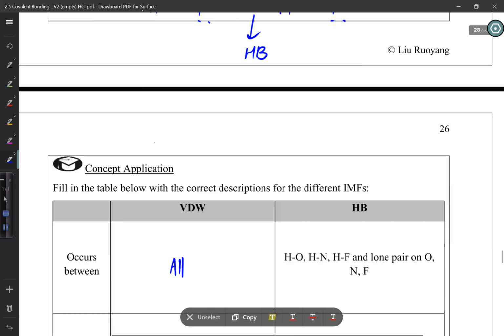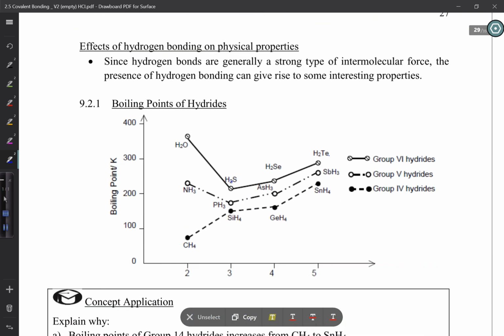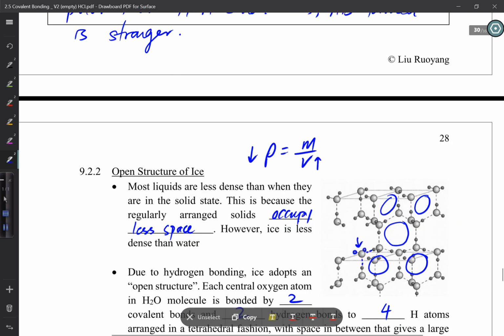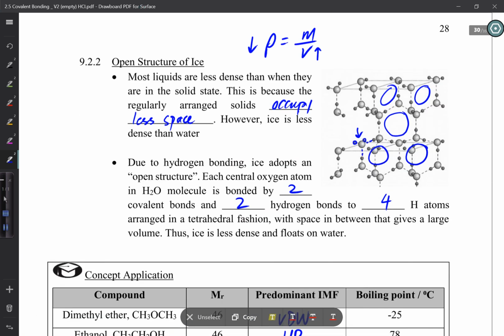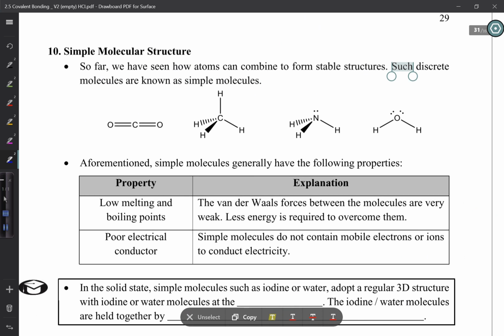So these are the two criteria. Alright. And then we look at some interesting properties molecules with hydrogen bonding can have, such as higher boiling points as well as lower density, as we have seen for ice. So today we'll be focusing more on the intermolecular forces. Alright.